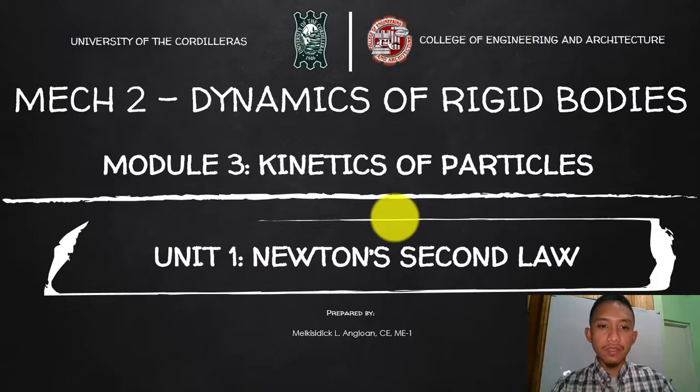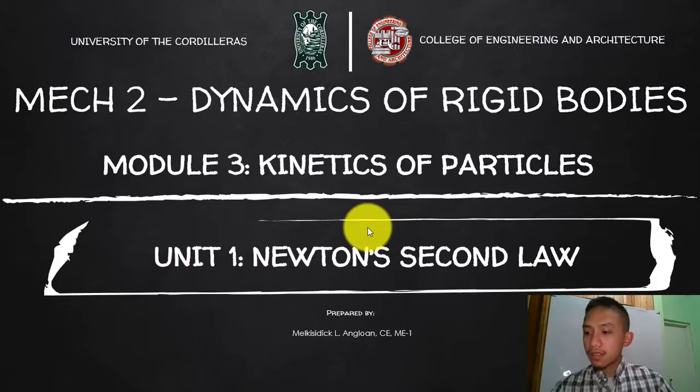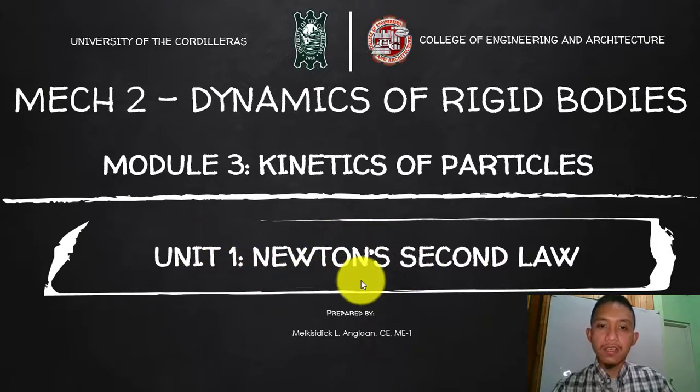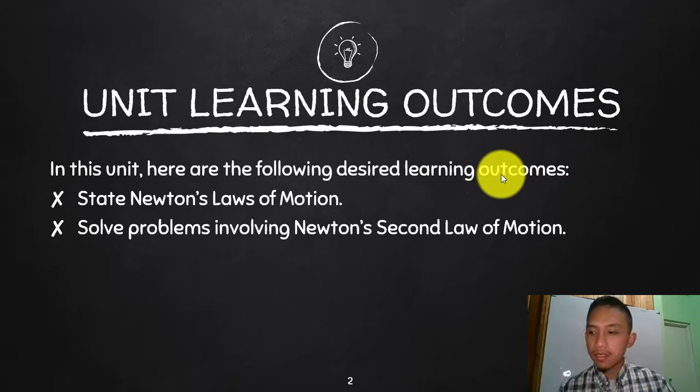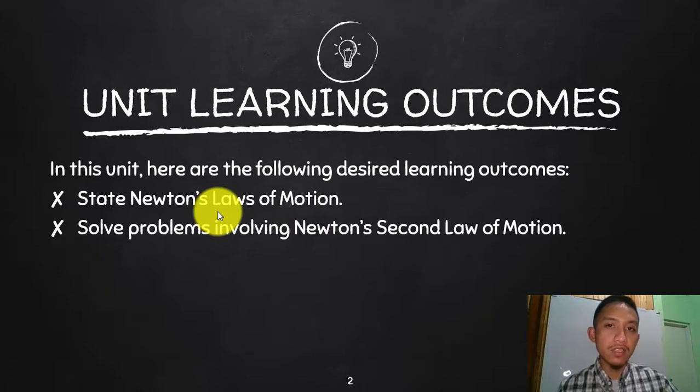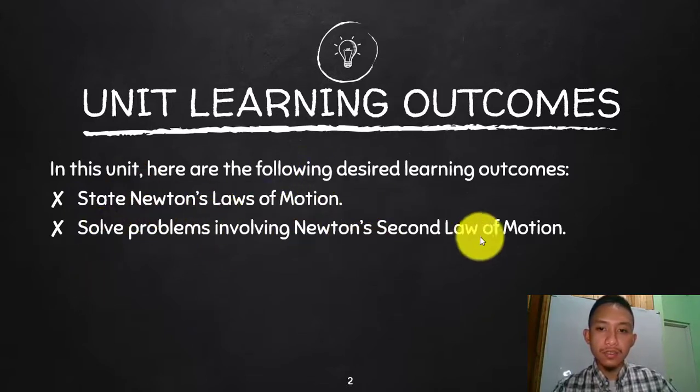Okay, so again, if you try to recall your physics, you discussed the three laws of Newton, isn't it? So, we will try to recall this, but for this topic, we will focus on the application of Newton's second law to our dynamics of rigid bodies. Okay, so in this unit, you will be expected to have these learning outcomes. First is to state what Newton's second law of motion is, and of course, we will try to understand this. And then, of course, we will try to apply Newton's second law on problems involving this topic.